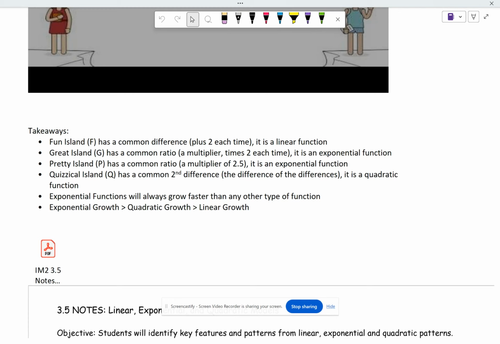So takeaways. Fun Island has a common difference, and that is a linear function. When we look at tables, I'm going to show you what it looks like. Great Island has a common ratio, also called a multiplier, which created an exponential function.